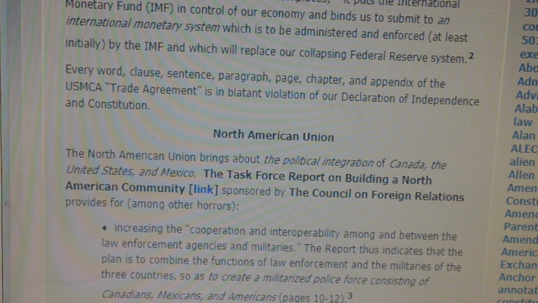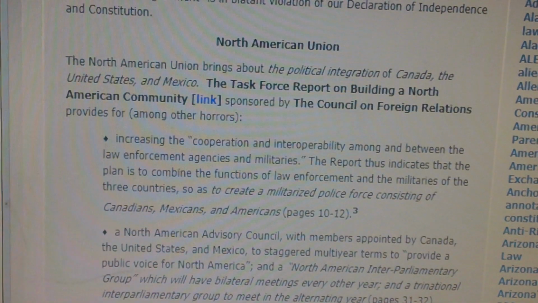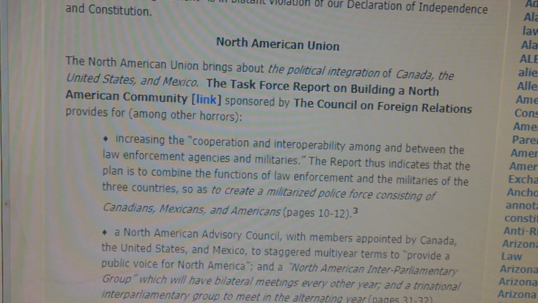Prohibiting of discriminatory practices, respecting sexual preference and gender identity in the workplace. It puts the International Monetary Fund in control of our economy and binds us to submit to an international monetary system which is to be administered and enforced, at least initially, by the IMF, and it will replace the collapsing Federal Reserve System. Every word, clause, sentence, paragraph, page, chapter, and appendix of the USMCA trade agreement is in blatant violation of the Declaration of Independence and the Constitution.